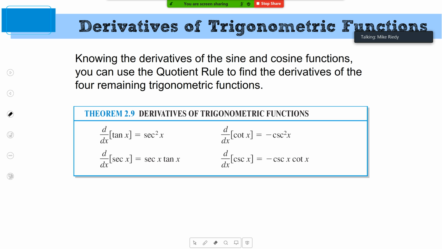Should I say that again, or did you get it? Say it again. Okay, the functions sine, tangent, and secant are all positive values. The cofunctions, cosine, cotangent, cosecant, are negative. That's going to be your biggest challenge, not memorizing what the derivative is, but which ones have minus signs in them.